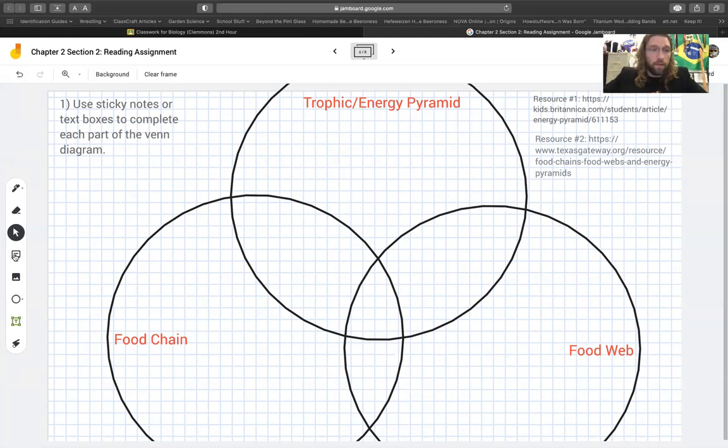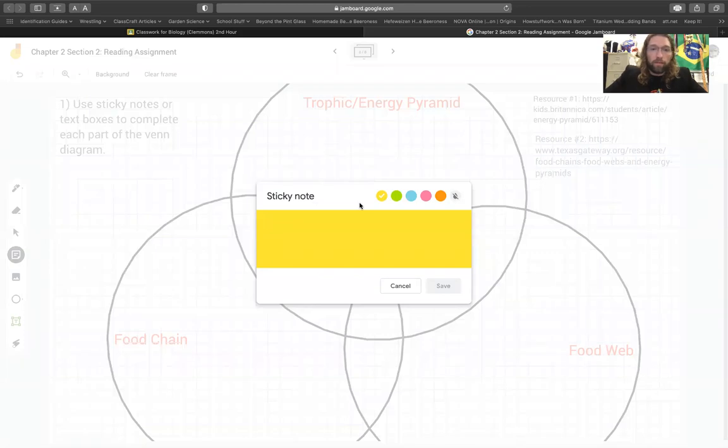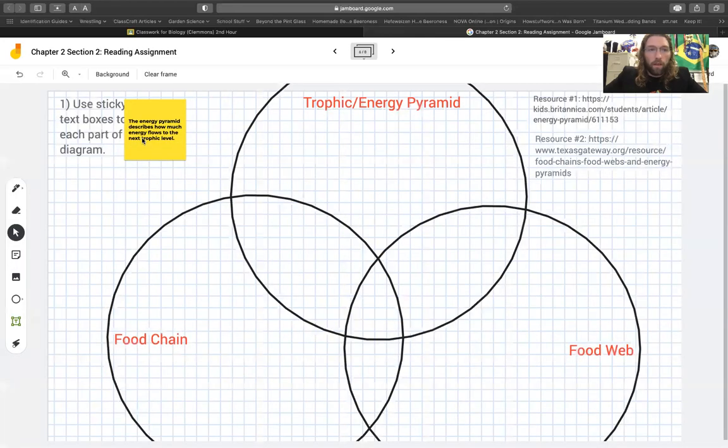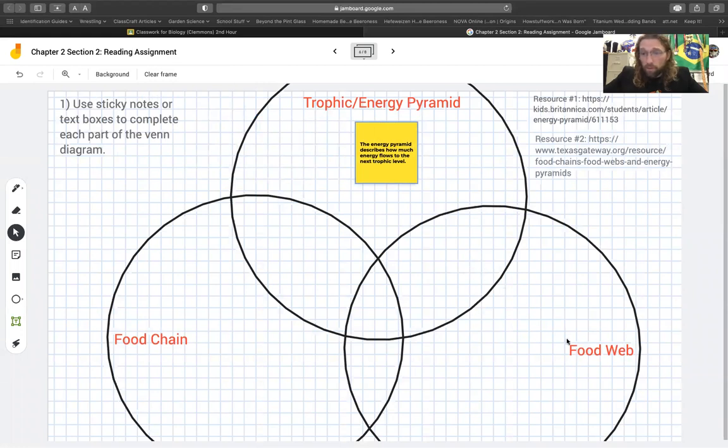So you would want to take a sticky note and type in something to that effect. So the energy pyramid describes how much energy flows to the next trophic level. And then you would add that little sticky note in and drag it over here. And then you would do the same thing for food web. What is different between a food web and a food chain? Well, a food chain is a very simple one, and a food web is more complex. So you'd want to talk about something maybe like that.